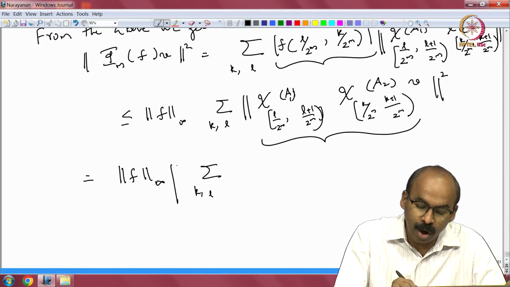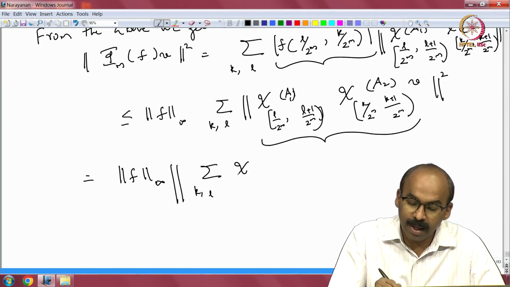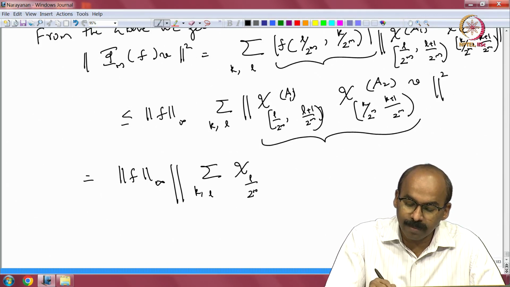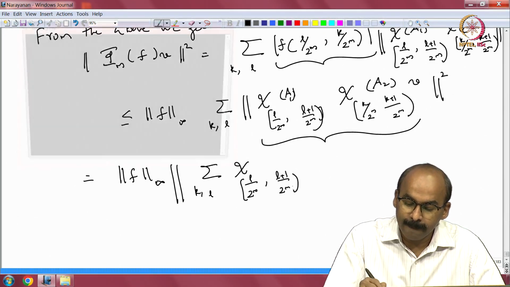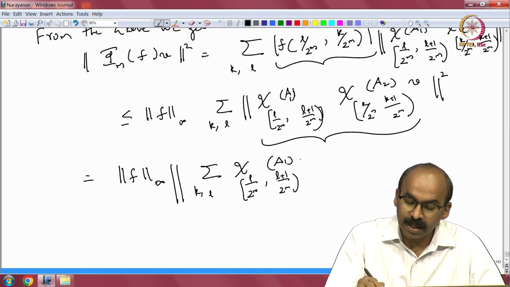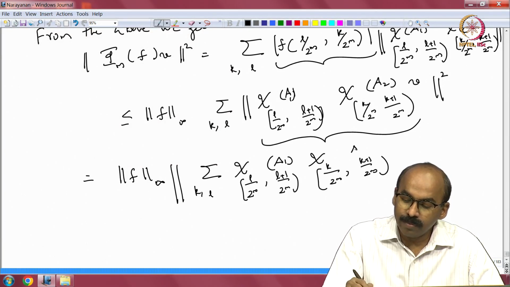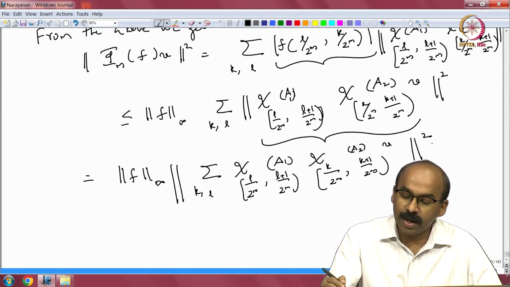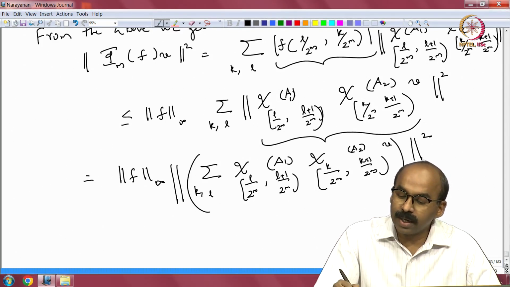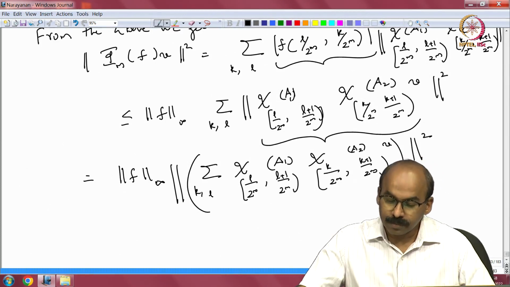So I can put the norm square outside: chi L by 2 to the m, L plus 1 by 2 to the m, A 1 times chi k by 2 to the m, k plus 1 by 2 to the m, A 2 acting on the vector v, and you take the norm square, right. So the norm square goes outside now.